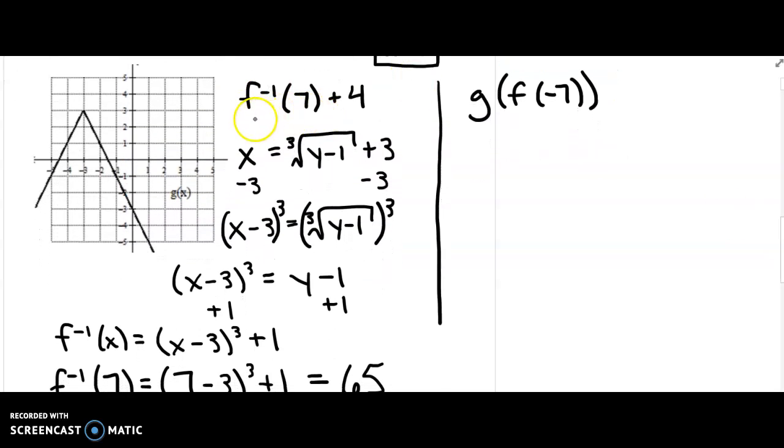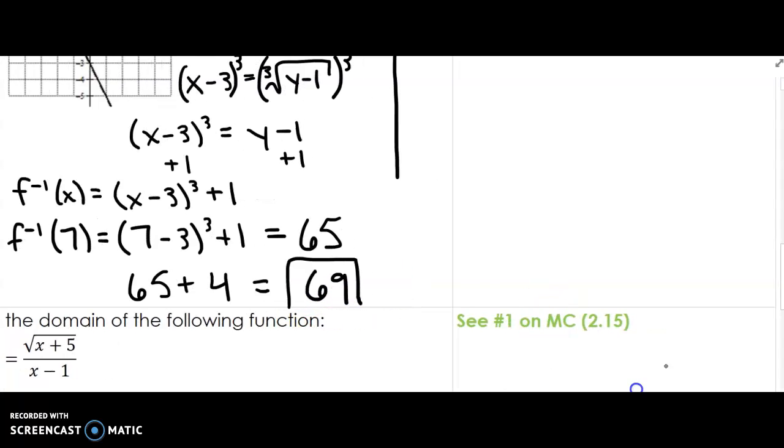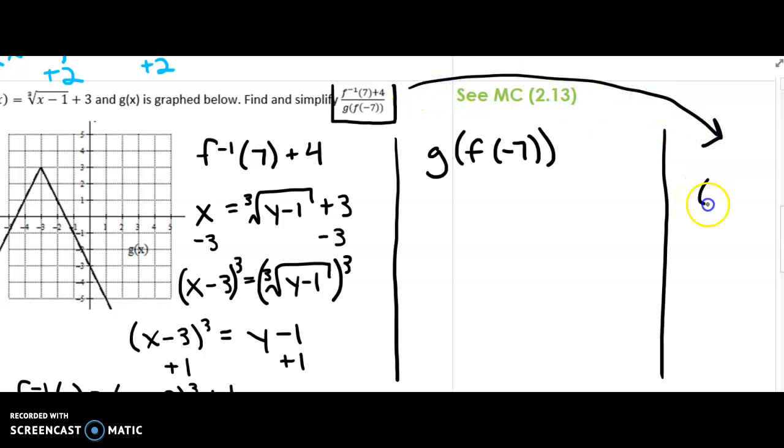But in my numerator, I'm looking for f inverse of 7 plus 4. So I'll take 65 plus 4. And that is equal to 69. That is going to be the numerator of this function here. I'll write that in my third part of my work. So 69 divided by whatever g of f of negative 7 is.